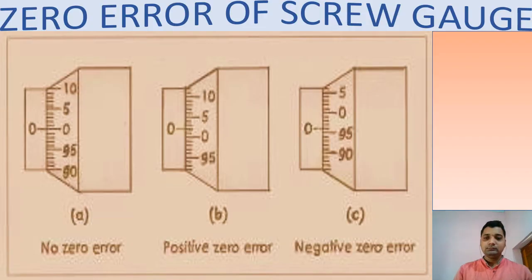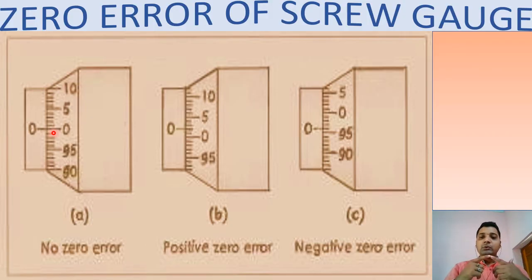There are two types of zero error in a screw gauge, like the Vernier caliper. First, how do we notice whether there is zero error or not? A screw gauge has two scales. One is called the main scale, which is placed on the baseline. The other is the circular scale, which is on the circular head of the screw gauge. If the baseline coincides with the zero of the circular scale, in a fully straight line, then there is no zero error.